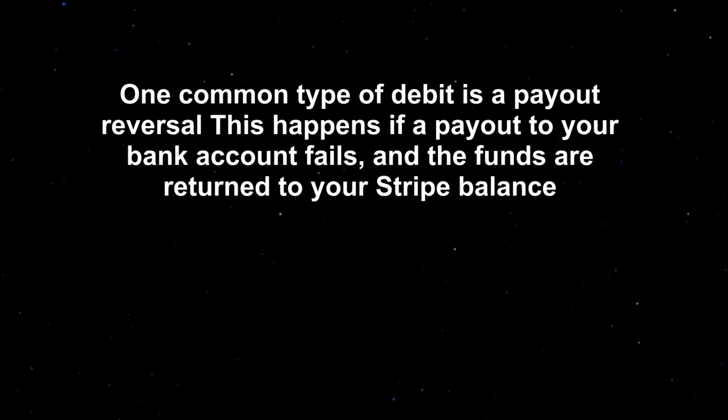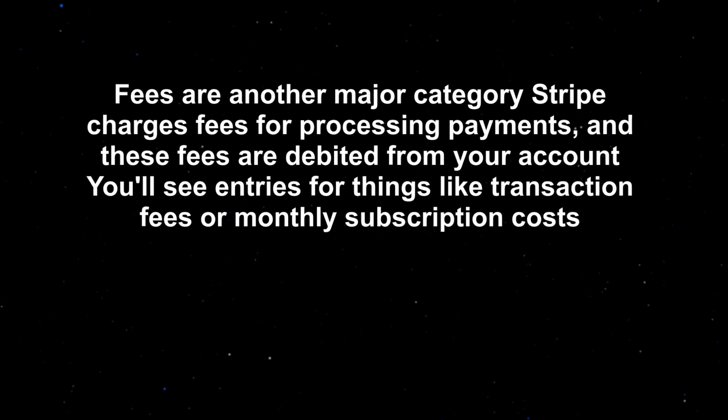One common type of debit is a payout reversal. This happens if a payout to your bank account fails and the funds are returned to your Stripe balance. Fees are another major category. Stripe charges fees for processing payments, and these fees are debited from your account. You'll see entries for things like transaction fees or monthly subscription costs.